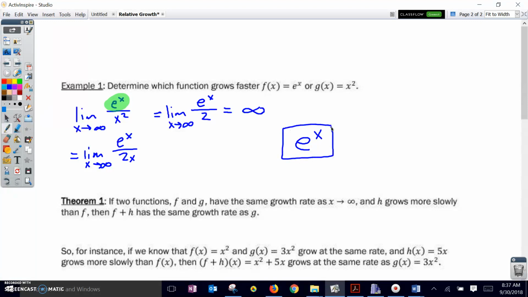And there are really three circumstances that can occur here. We can have this limit approach infinity, in which case the numerator grows faster. We can have the limit be 0, in which case the function in the denominator grows faster. Or we can have the limit be some finite value, anything between 0 and infinity. And if that happens, then the two functions grow at the same rate.